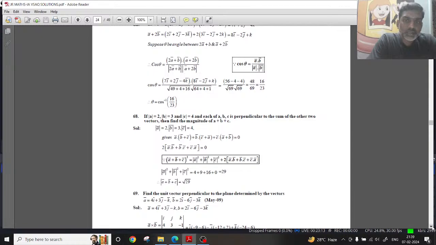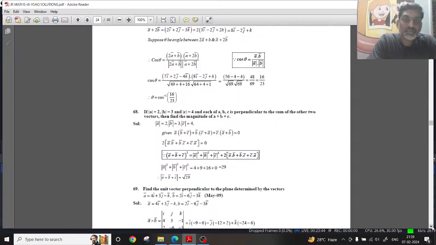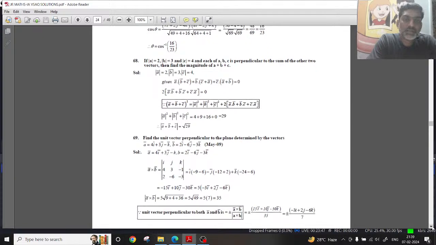68, perpendicular vectors. Okay. Magnitude of a equals 2, magnitude of b equals 3, magnitude of c equals 4, and each of a, b, c is perpendicular to the sum of the other two vectors. Then find the magnitude of a plus b plus c. So all the three magnitudes are given. A, B, C are perpendicular to the sum of the other two. So A is perpendicular to B plus C, B is perpendicular to C plus A, C is perpendicular to A plus B. Their sum is 0, it seems. Right. So find out the magnitude of A bar plus B bar plus C bar.